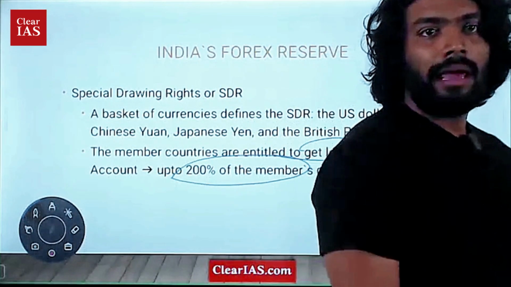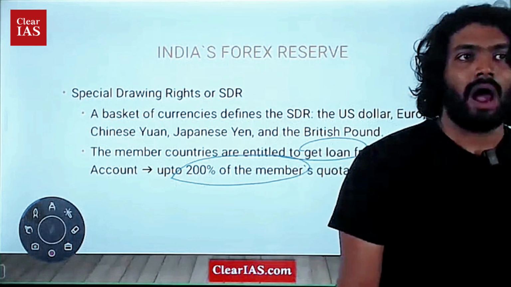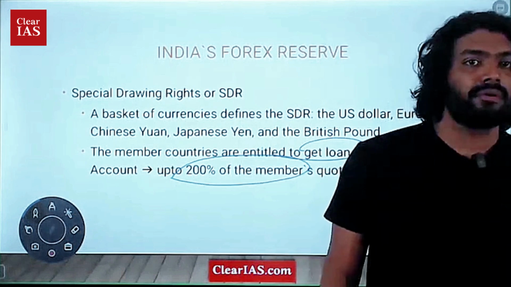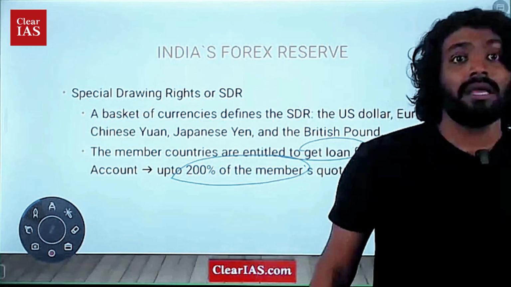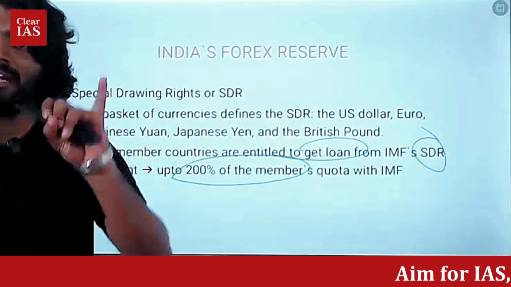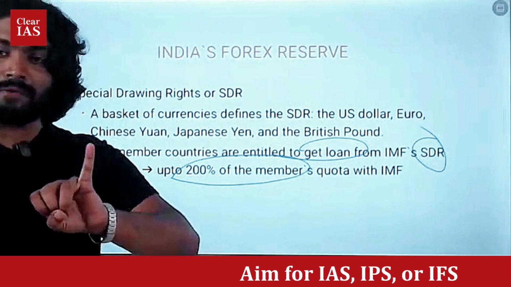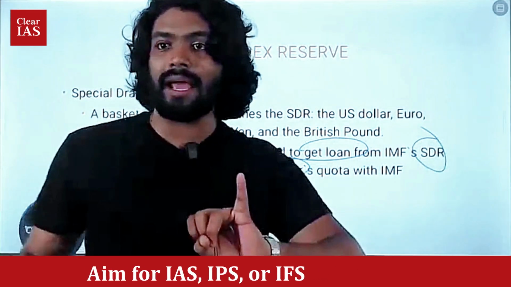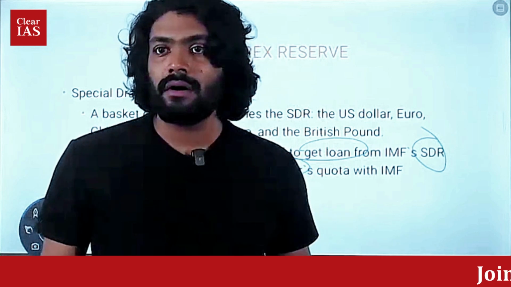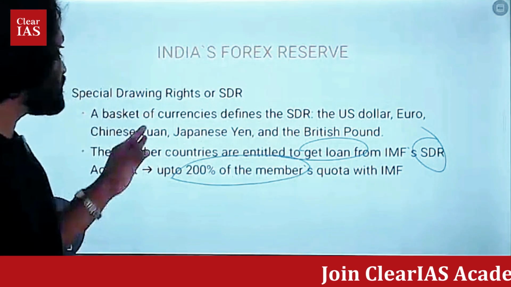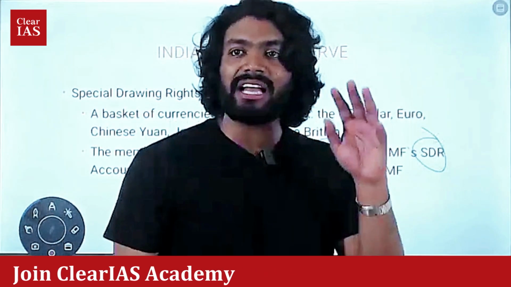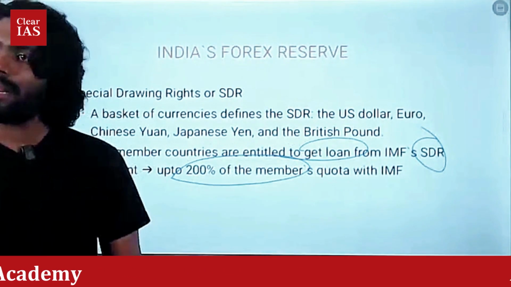Are you getting the point? Any country can get up to 200% of whatever quota the country has given to the IMF. So that is a potential asset. This is also considered as India's forex reserve. So far we discussed foreign currency assets, that is foreign currency and deposits of RBI and all. Then we discussed gold. Gold is a forex reserve. Then we discussed the SDR, and also the reserve tranche, where India actually has parked some money. Depending on that, India can access some money, or any country.